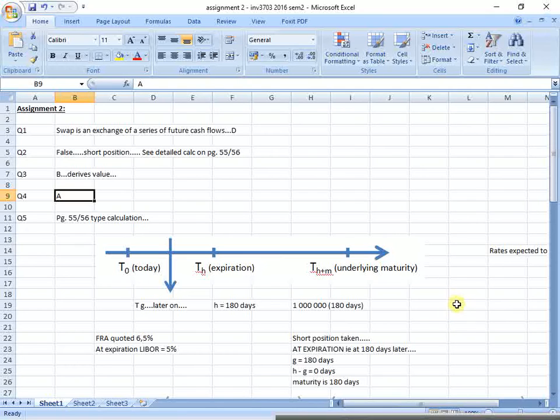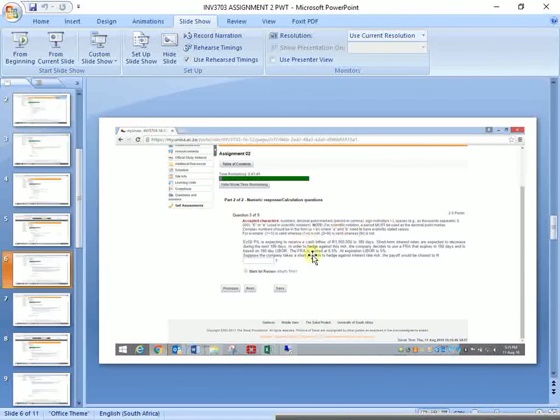Page 55. What was this? This was an interest rate forward. It's an interest rate forward, not a bond forward or a LIBOR, so page 55. You just need to know what is being asked. Because you can't use that formula, you must use this formula. That's this one over here.